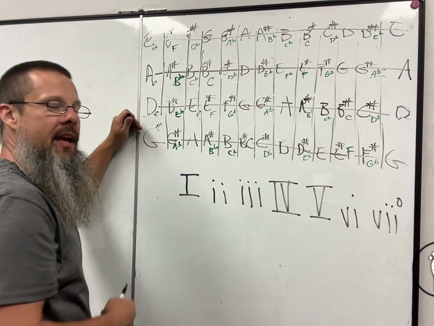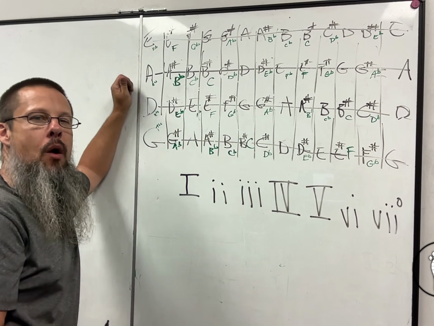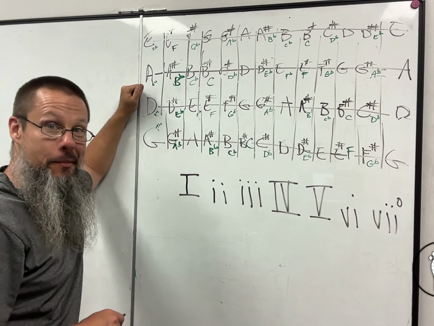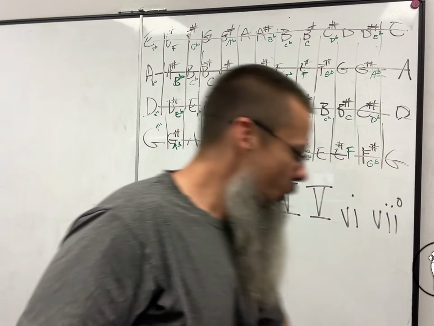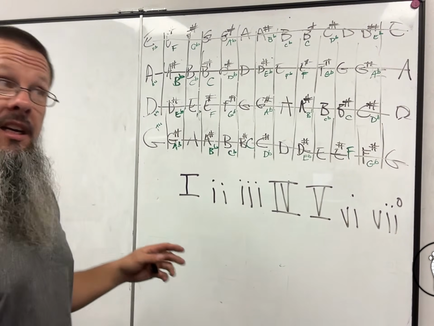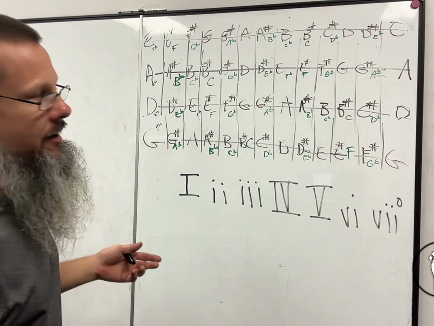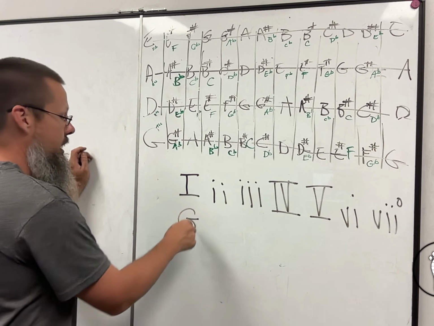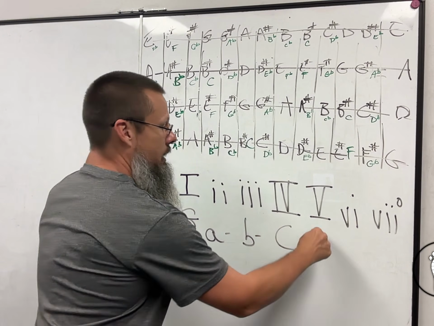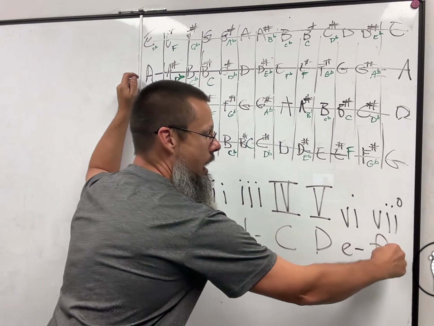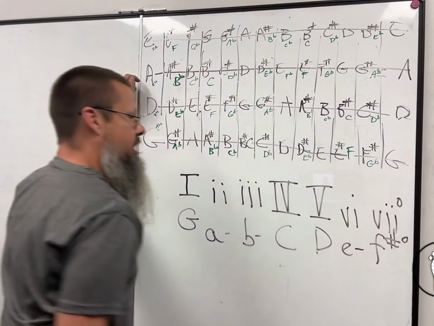When we write out the key of G major, we write it out with the 1 sharp G major possesses. C has no sharps or flats. So when we say C, we say C, D, E, F, G, A, B, C. When we say G, we say G, A, B, C, D, E, F sharp, G.